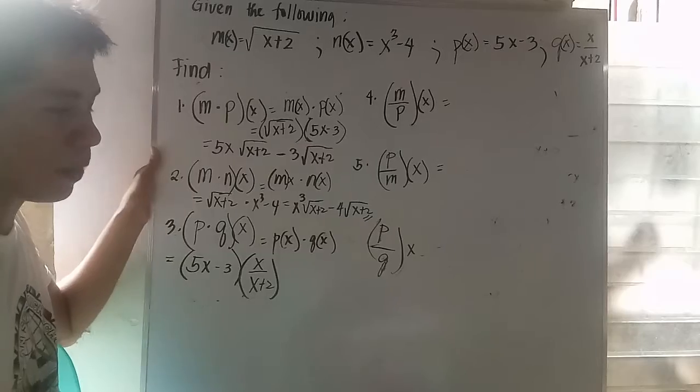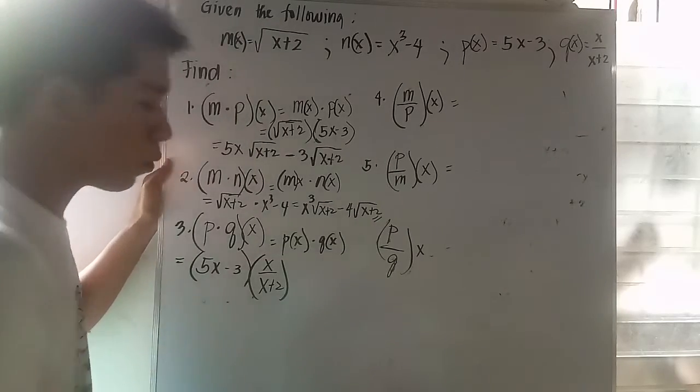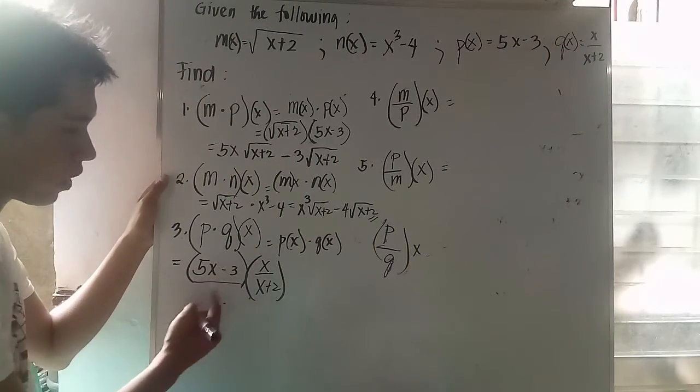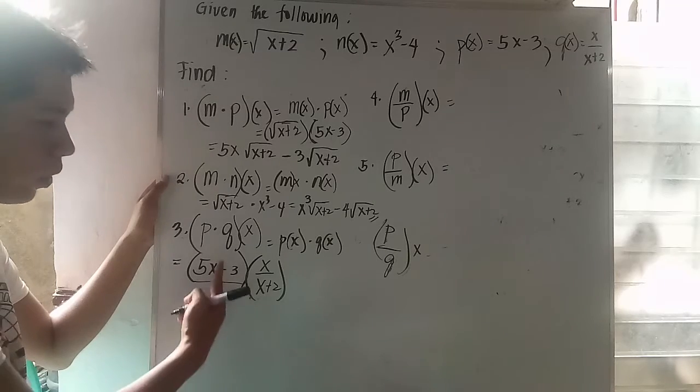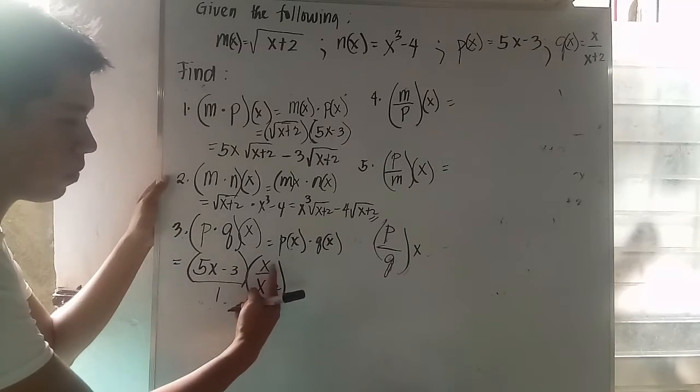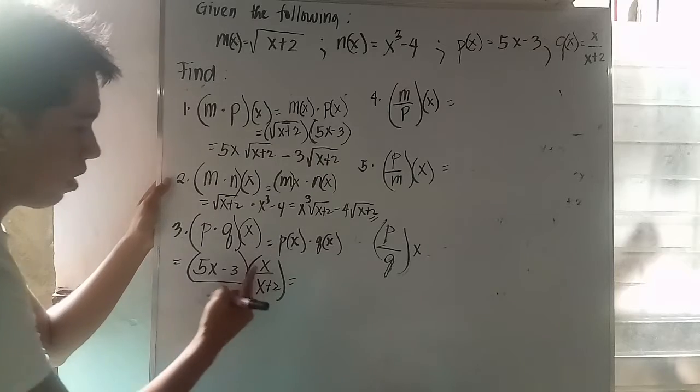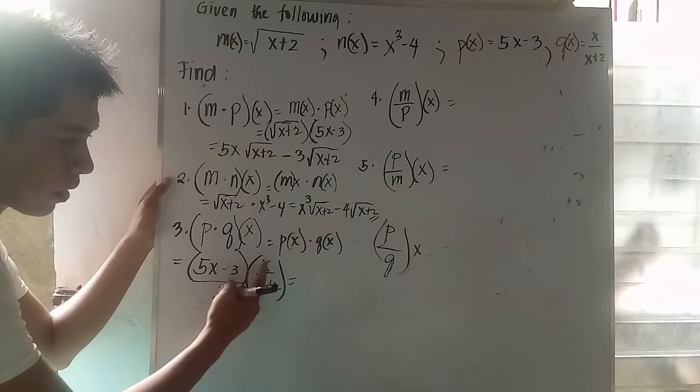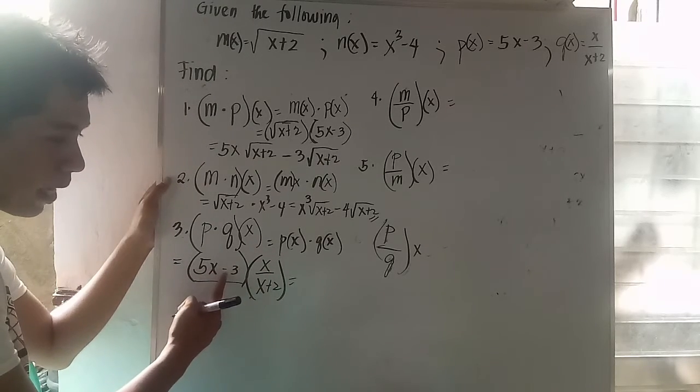So take note, in multiplying, numerator by numerator, denominator by denominator. So what is the denominator of 5x minus 3? That is equal to 1. So you will multiply the numerator to the numerator. So this will become 5x. x will be multiplied to 5x times negative 3.